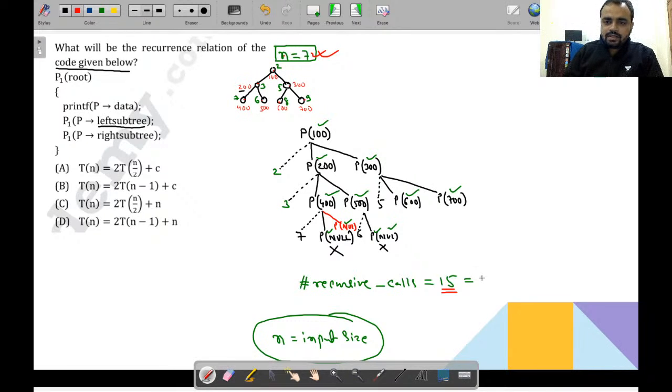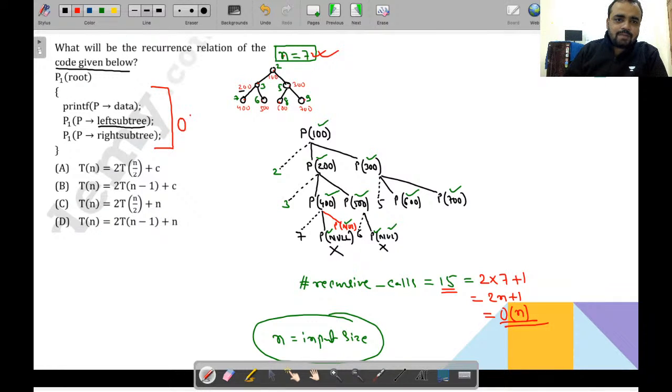So either you can write in this manner or you can write in an exact form like this. This one will become 2 into 7 plus 1. So ultimately 2n plus 1. So ultimately order of n. So this particular recursive program will take the time complexity order of n.